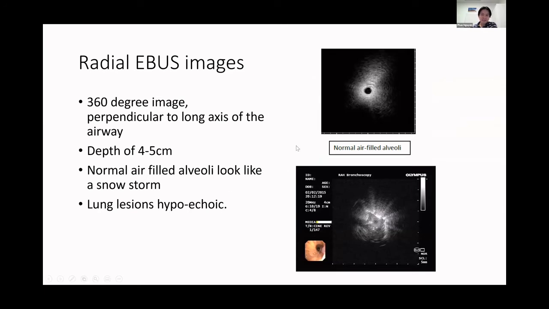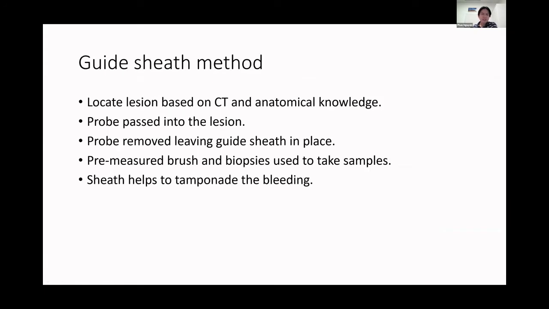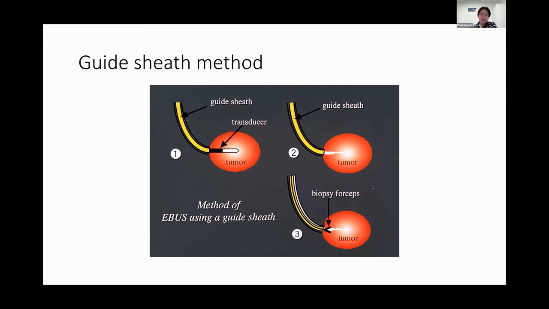The ultrasound gives you a 360-degree image, and once you're in the lesion, it gives quite a distinctive image, and you can take biopsies directly from that region. You locate the lesion based on the CT and your anatomy or a virtual bronchoscope image from software. You pass the probe into the lesion, remove the probe, leaving the guide sheath in place, and then take samples from that region. That's a graphical image where the transducer is in the tumour. You take out the transducer, leave the sheath in place, and then use your forceps to take biopsies.